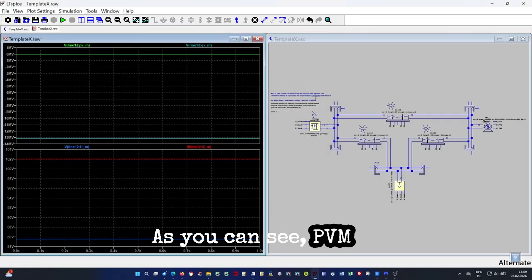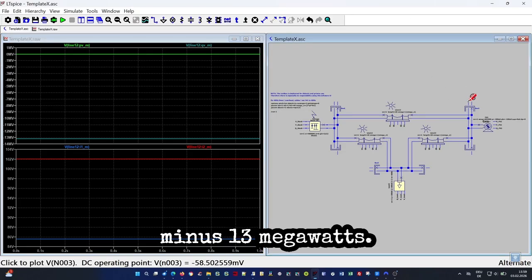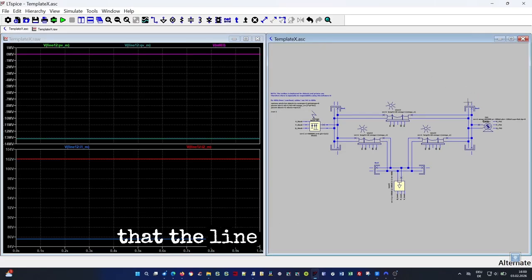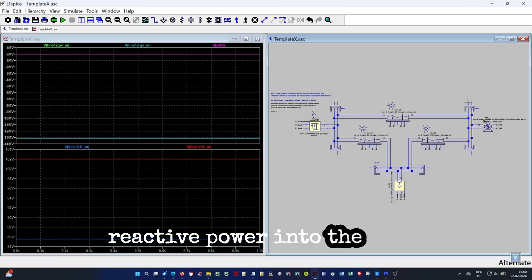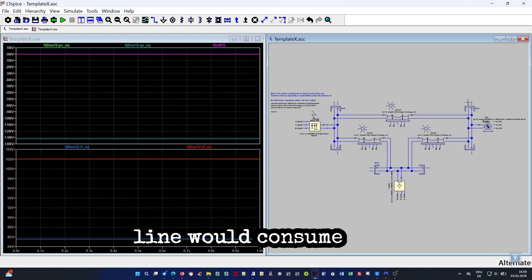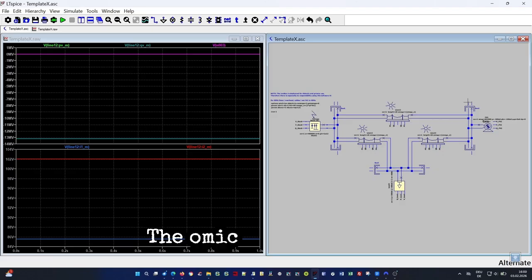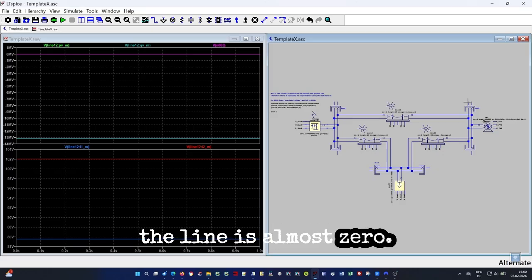As you can see, PVM is almost 0 and QVM is approximately minus 13 megawatts. The negative sign means that the line has a reactive power surplus, i.e. it feeds reactive power into the grid. If the line were to carry more and more current, the inductive component of the line would consume more and more of the surplus. The ohmic power loss of the line is almost 0.